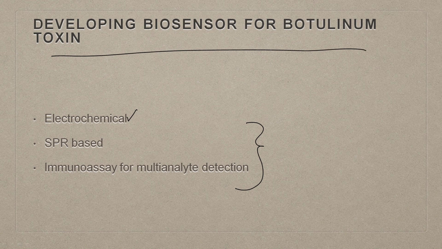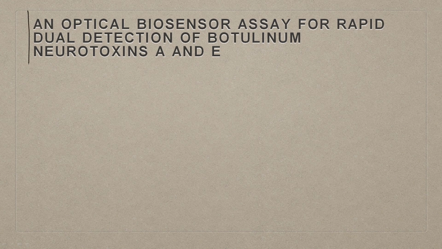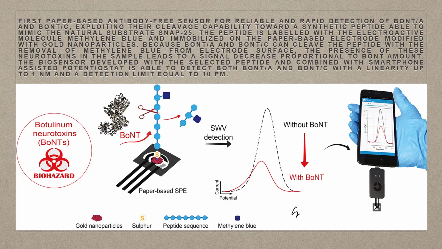So, this is our week 6, class number 5 for week 6, and the title of the class will be an optical biosensor assay for rapid dual detection of botulinum toxin A and E. Okay. So, just a recap.